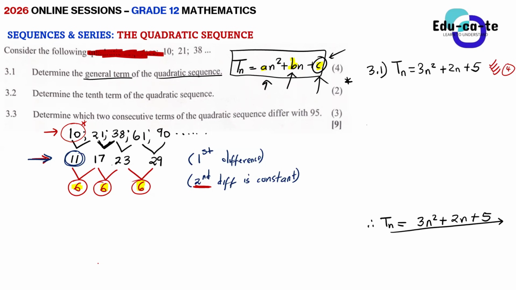Now let's go to 3.2. 3.2 says find the 10th term of the quadratic sequence. So what are we given here, guys? What are we given? This 10th, what is it for?